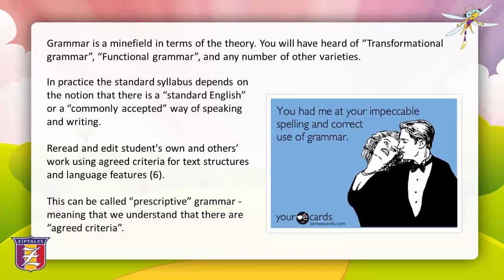To take another bit of the curriculum, reread and edit students' own and others' work using agreed criteria for text structures and language features. That's a Year 6 outcome. This approach can be called prescriptive grammar, meaning that we understand that there are agreed criteria. The curriculum writers, ever nervous of being socially insensitive, avoid the words correct or wrong, but they are directing teachers towards making sure children know about the rules or the conventions or the correct way of speaking and writing.